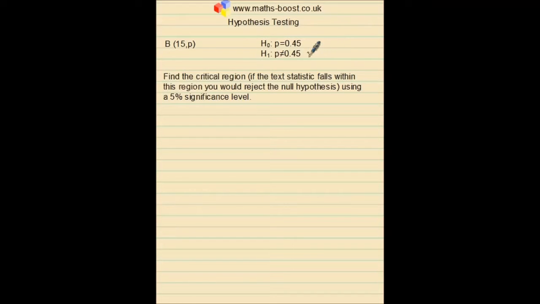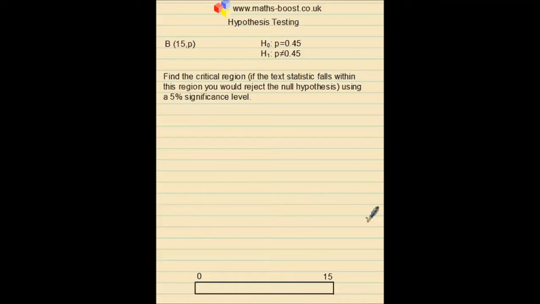It's a two-tailed test, since our alternative hypothesis is that the probability is not 0.45. So we're concerned with the probability being either greater or less than 0.45. And consequently, the significance level is shared between the two cases. My strong advice is to draw a quick diagram so you can visualize the interval. There can be between 0 and 15 successes.